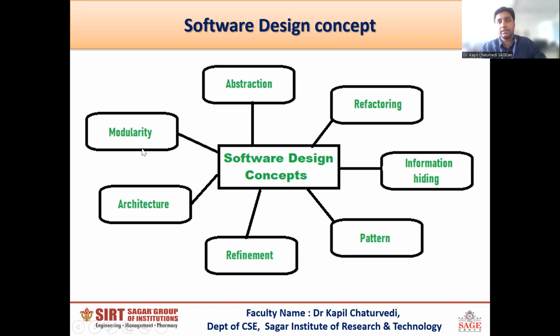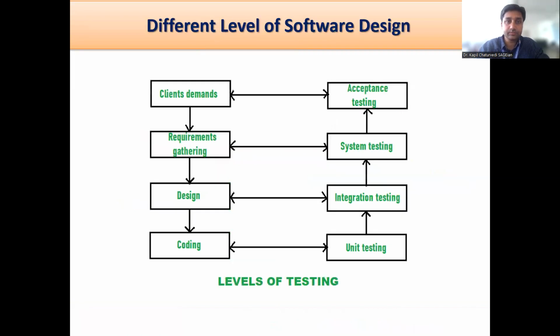Modularity, it means again the same thing, but here we divide our project into different modules. Like the first module is the login module, the second module is the report module, the third module is the student information module, the fourth module is the account section module, and the next module is the examination module. So these kinds of modules may be available in the software. First we divide a software into different modules. So these are the software design concepts which we should adopt in the software development process.